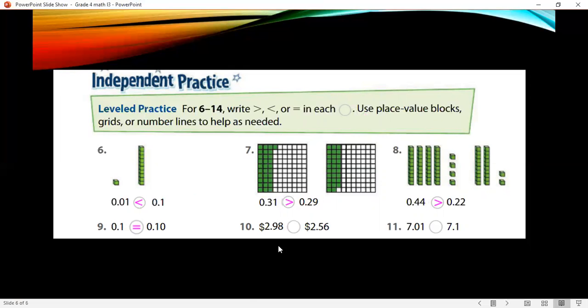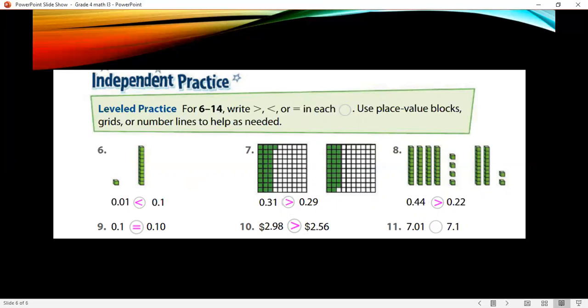When we look at money, we can see at number 10, $2.98 and $2.56. The $2 are the same, so we go to the next place value, after the decimal point. We can see that the number 9 is greater than the number 5, which means that $2.98 is greater than $2.56.